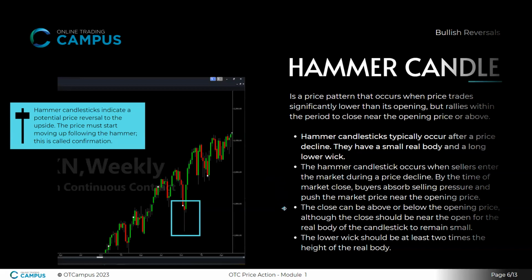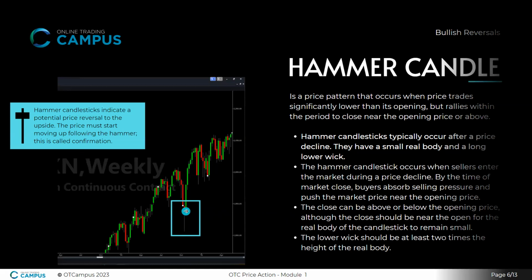The third point is the close can be above or below the opening price. Also, the close should be near the open for the real body of the candlestick to remain small. That means it is not necessary that it is a bullish reversal where we also get a green body. It is not necessary. Necessary is that we close near to the opening to create a hammer candle like this.